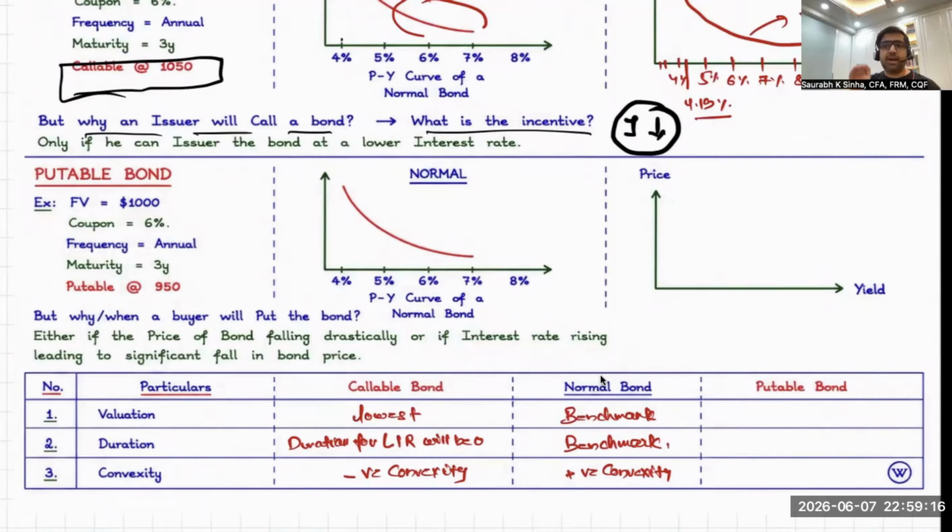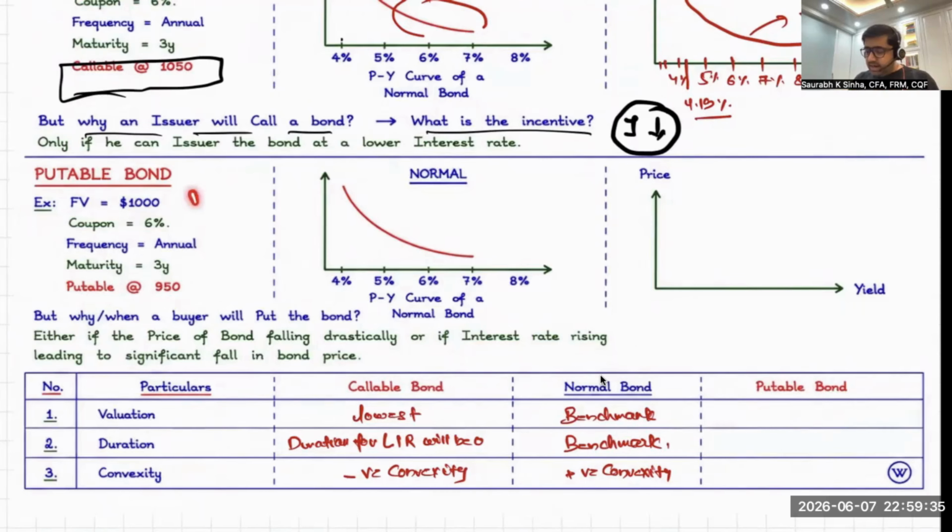So I'm getting a good feature: you can sell back the bond at 950 to the issuer directly. You don't have to worry about the price yield curve. You can directly sell it back to the issuer at 950. See, understand what I'm trying to say. This bond has a certain feature.